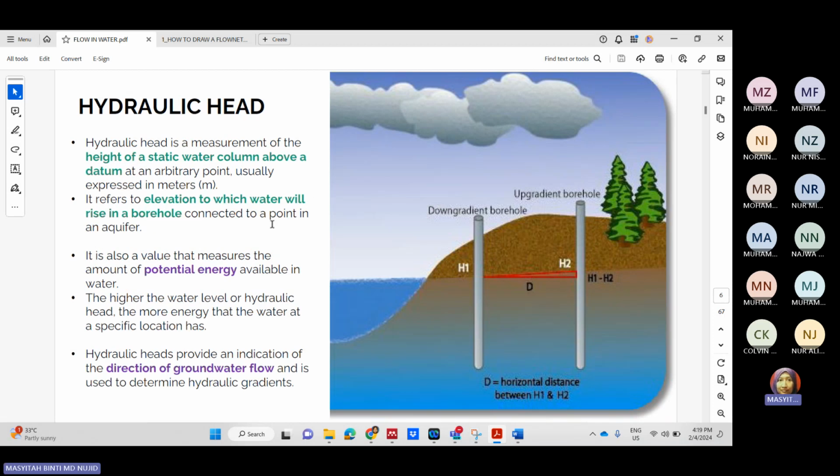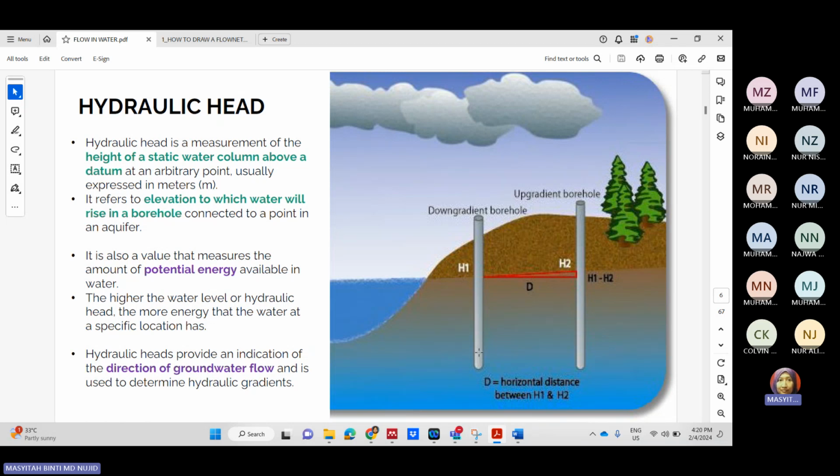Okay, the first term, the concept you need to understand, is hydraulic head. Hydraulic head is a measurement of the height of a static water column above a datum at an arbitrary point, usually expressed in meters. It refers to the elevation to which water will rise in a borehole connected to a point in an aquifer. It is also a value that measures the amount of potential energy available in water. The higher the water level or hydraulic head, the more energy the water at a specific location has. Hydraulic heads provide an indication of the direction of groundwater flow, and are used to determine hydraulic gradients.